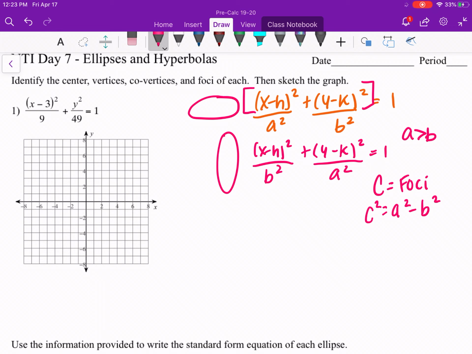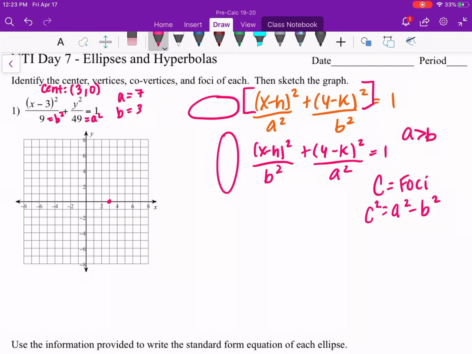So let's go ahead and take a look at our equation and start graphing. The first thing I'm going to do is grab my center out of this. So my center is going to be, flip the sign, 3, 0. And then I'm going to plot that on my graph. Once I have my center, I'm going to look at the two denominators and decide which one is A based on which one's bigger. So 49 is the bigger number, which means 49 represents A squared. 9 represents B squared. Therefore, A is 7, B is 3.